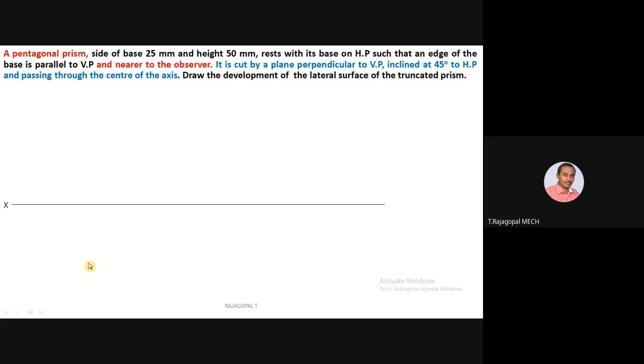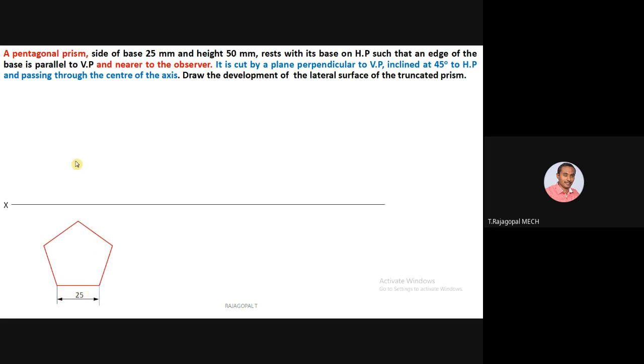One edge of the base. So we are having 5 sides of pentagon. One side of pentagon must be parallel to XY. Next, nearer to the observer. What is the meaning of nearer to the observer? I have two possibilities. One, I can keep one side of pentagon parallel to XY, nearer to XY. Another one far away from XY. Here the condition is nearer to the observer. So you see friends, this is the position of pentagon.